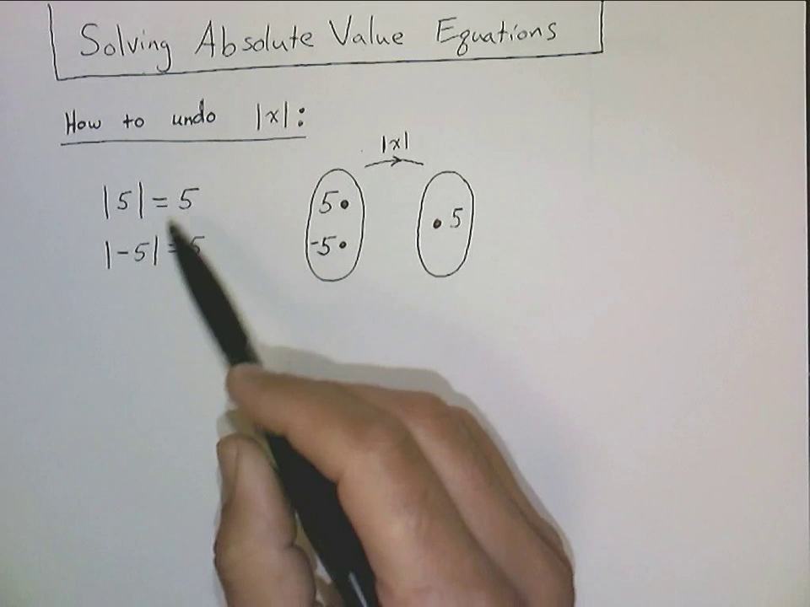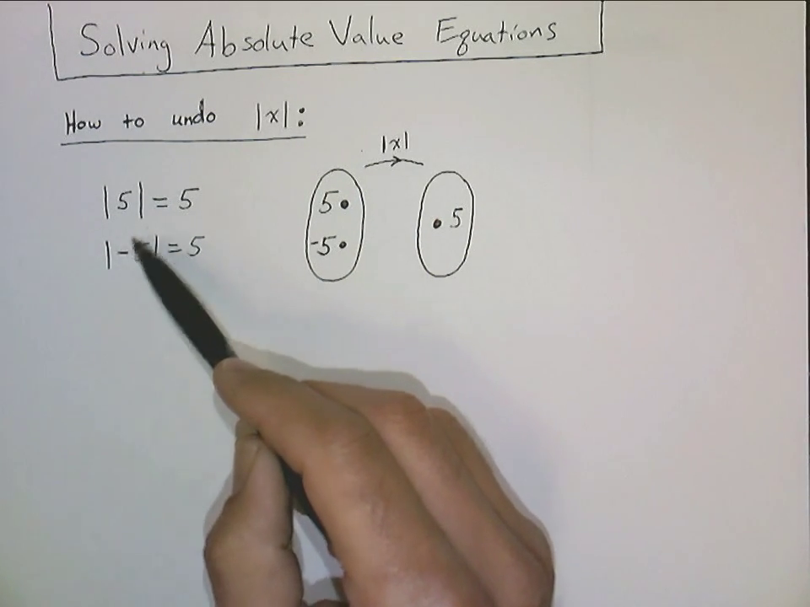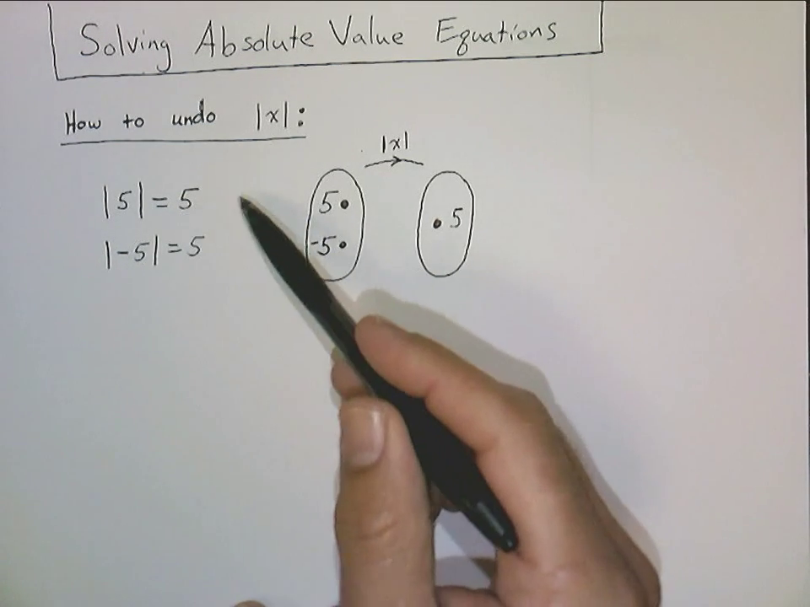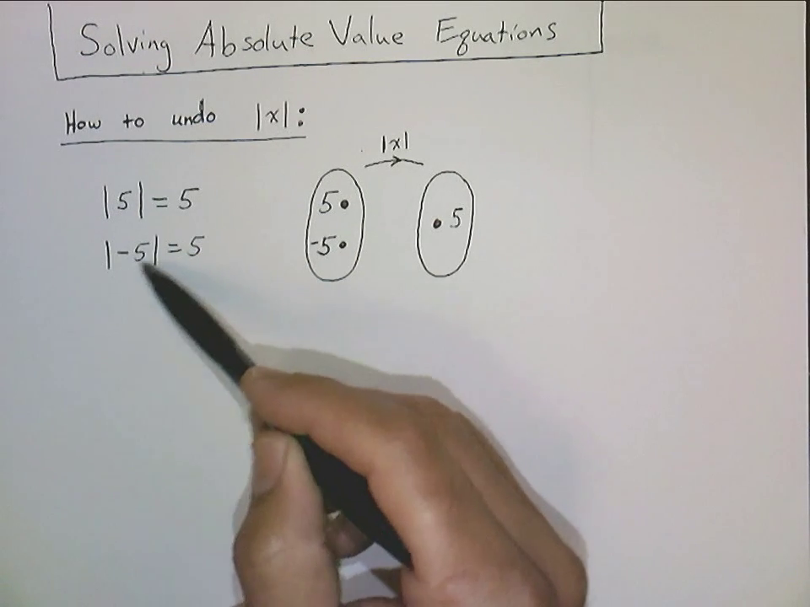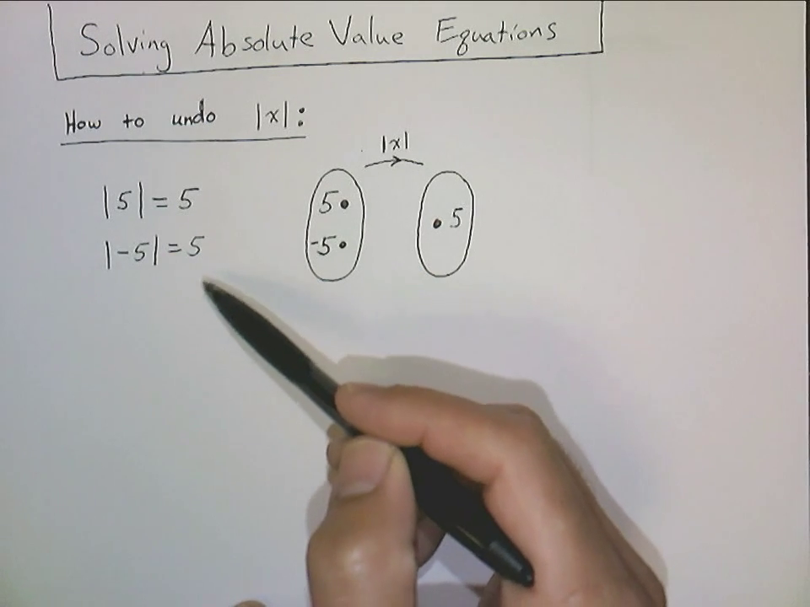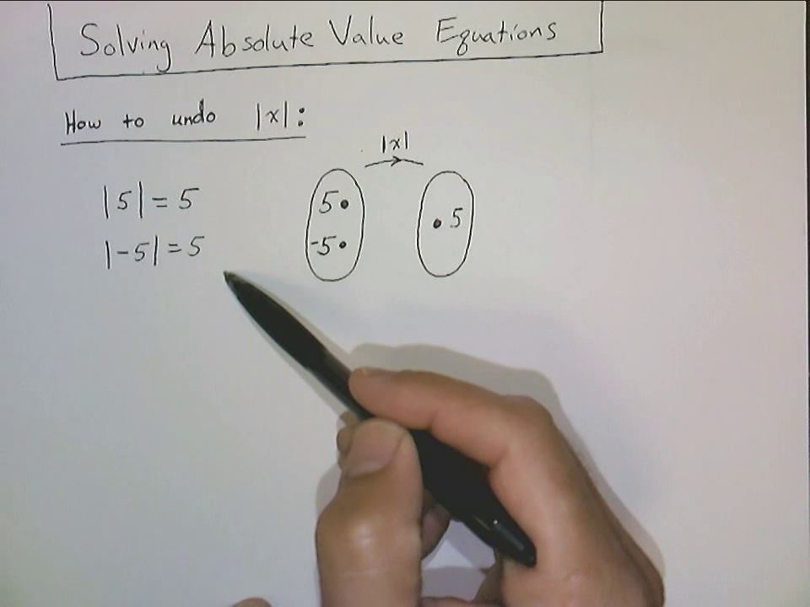If we look at a really simple example, the absolute value of 5 is just 5. The absolute value just gets rid of negative signs, but since there's no negative sign on the 5, it's just 5. And the absolute value of negative 5 is also 5, since we're talking about the distance a point is away from 0 on the number line.